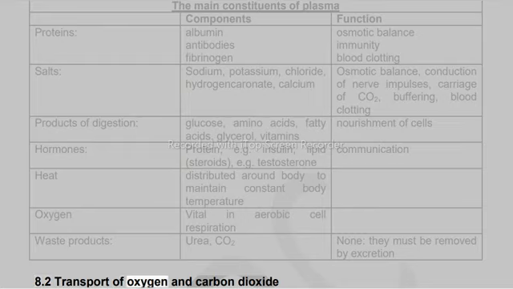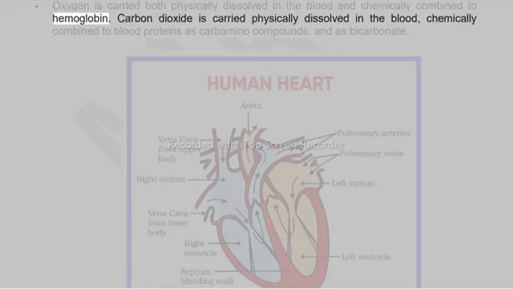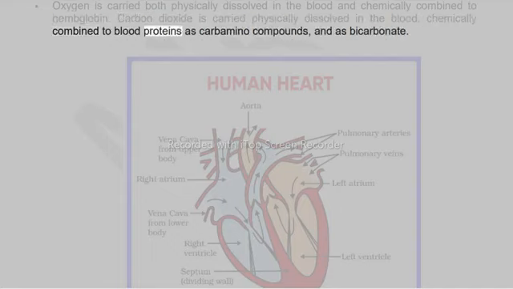8.2 Transport of oxygen and carbon dioxide. Oxygen is carried both physically dissolved in the blood and chemically combined to hemoglobin. Carbon dioxide is carried physically dissolved in the blood, chemically combined to blood proteins as carbamino compounds, and as bicarbonate.